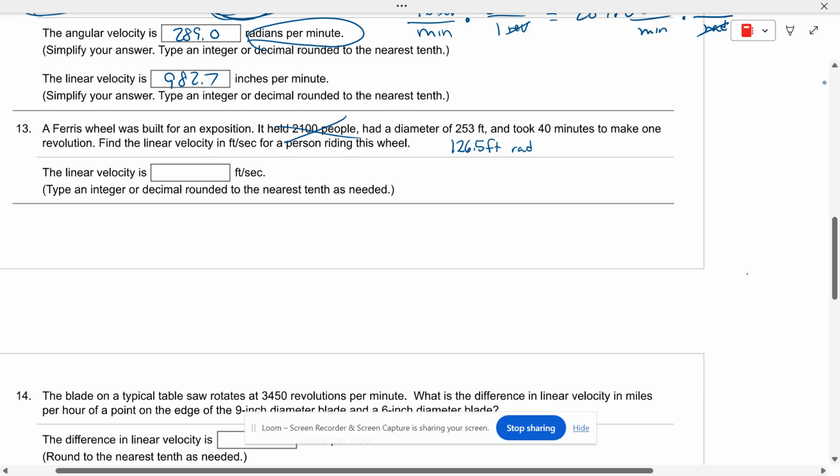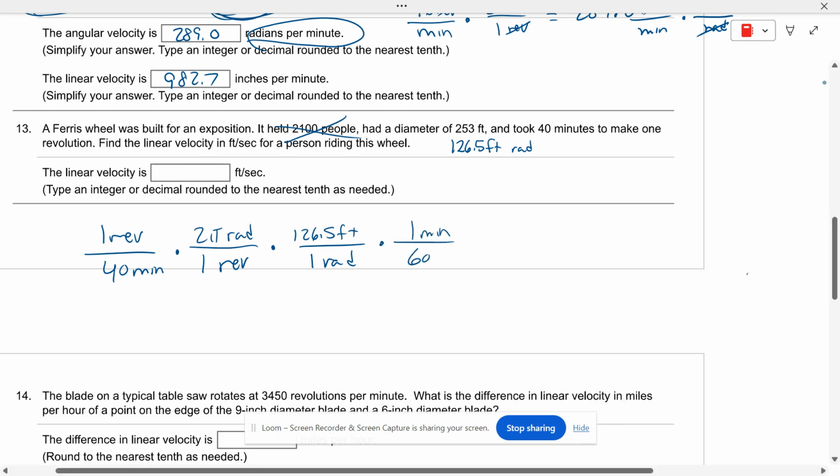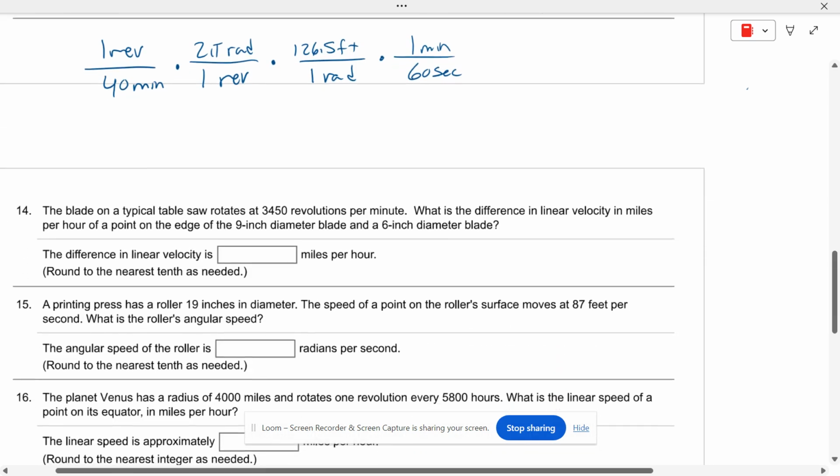40 minutes to make 1 revolution. So it's 1 revolution every 40 minutes times 2 pi radians over 1 revolution times 126.5 feet in 1 radius. So then I get feet per minute, and then I have to change minutes to seconds. So in 1 minute, there are 60 seconds. So this times this divided by this, we should be good. Okay.